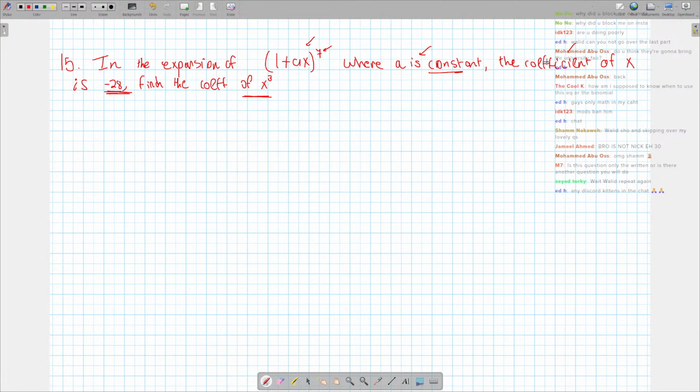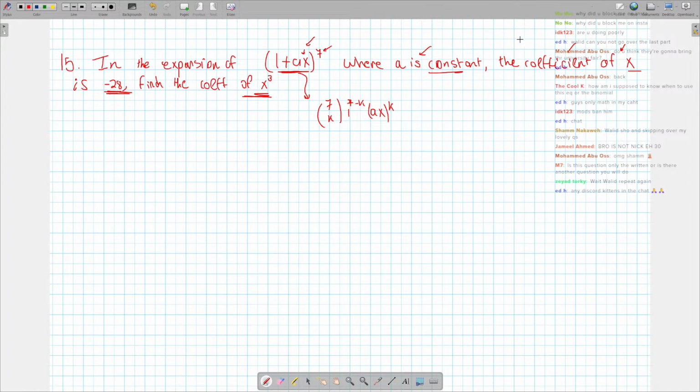Okay, the coefficient of x when you expand, let's see. What is the general term? The first thing you always write when you're finding specific terms, like the x term or the x cube term, is the general term of the binomial. Here it's nCk, so 7Ck, a to the power of n minus k, 1 to the power of 7 minus k, b to the power of k. This is the general term.